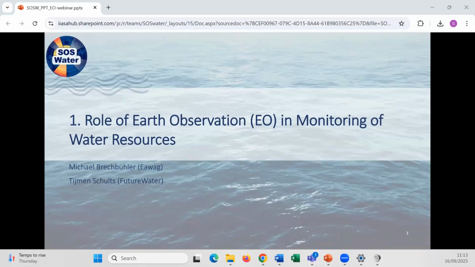So today we're looking at how Earth observation technologies can transform water resource management. We look at monitoring, modeling, and the decision-making within the SOS Water framework. In the next half hour or so, we will have primarily three parts. One is the role of EO in monitoring water resources. We'll look at the integration of the data within our SOS framework. And ultimately, we'll look at the future directions and innovations where EO for water management will take us.